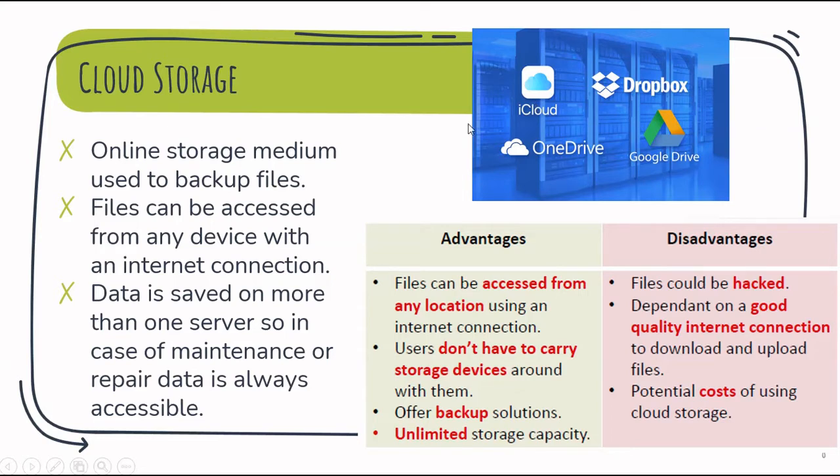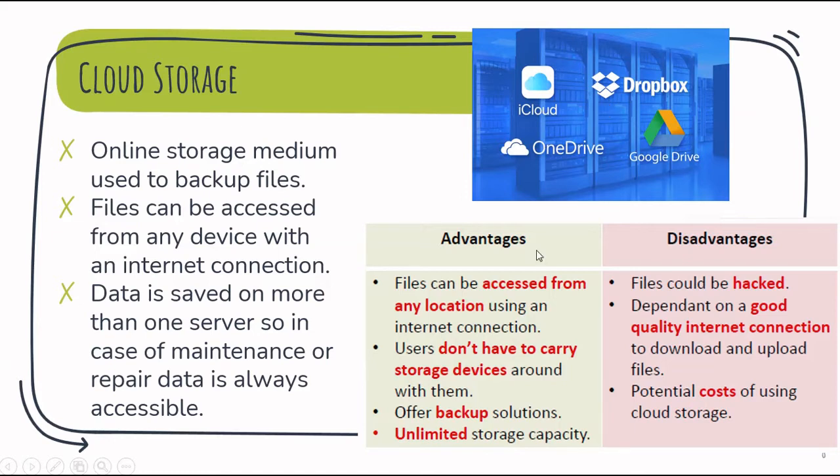What does that mean? That means there is a storage location which is online where your files are backed up. This means that your files can be accessed from any device because the file is not stored on the device alone. The file is stored in the cloud location. And any device that has an internet connection can access your file. Also, data is usually stored on more than one server so that even if there is any maintenance or repair, your data is still accessible. OneDrive, Google Drive, iCloud are all examples of cloud storage services.